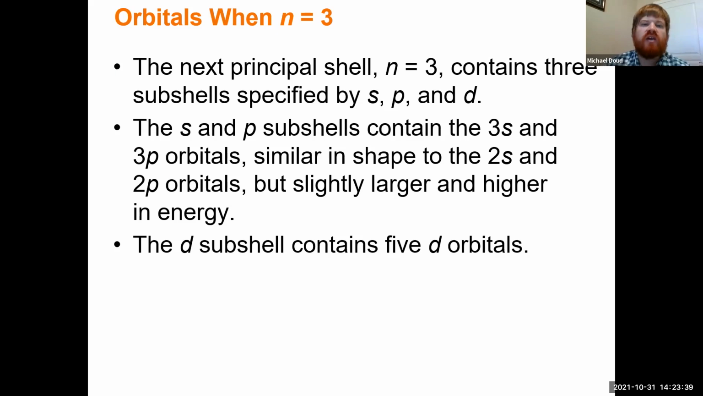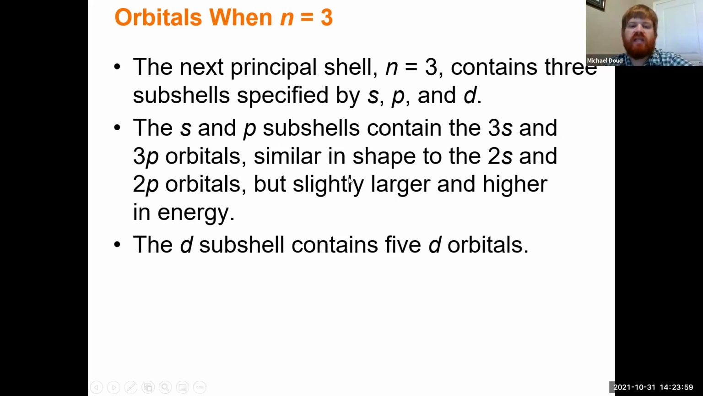So yeah, we have the 3s and 3p subshells. The 3s orbital contains just the single spherical orbital that's larger than the 2s orbital. The 3p subshell contains the 3 p orbitals, px, py, and pz, but again, just bigger in size and higher in energy.